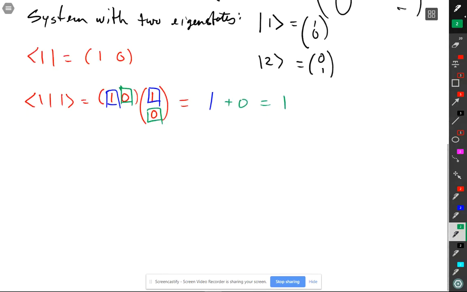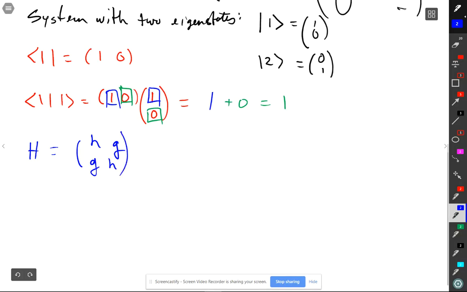But then we have one more thing that's given to us in this problem. It says that we have the Hamiltonian, a matrix with values h, g, g, h. And we want to find the eigenvalues. At this point, most reasonable people will look at this and say, okay, I have no idea what to do.